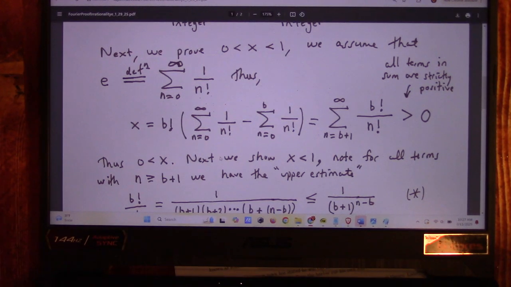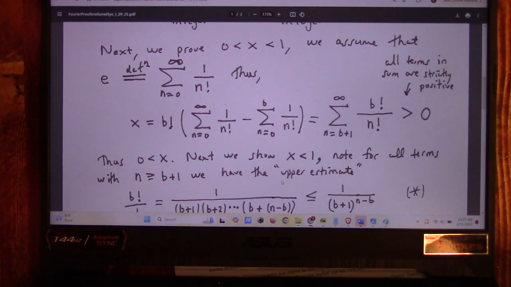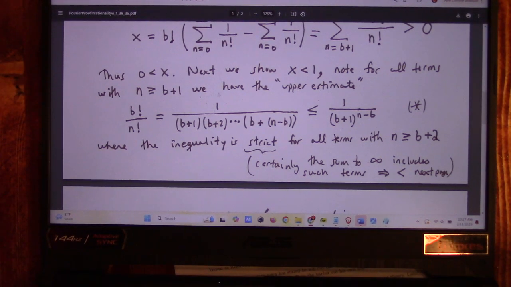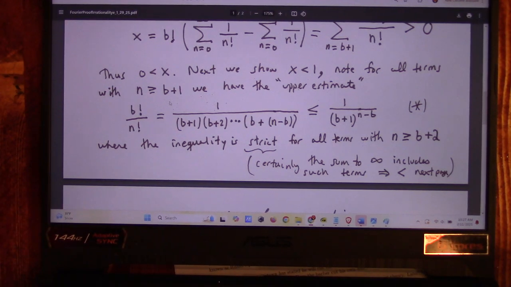Now, the next part of the argument, we argue that x is less than 1. Part of this argument rests on this estimate right here, the so-called upper estimate. Credit where credit's due: I found this on Wikipedia, and I just wrote it up a little bit from theirs. It's based on an argument attributed to Fourier. So b factorial over n factorial: the b factorial piece cancels in the n factorial, which just leaves you with the product of b plus 1, b plus 2, and so forth. But that is less than or equal to b plus 1 to the n minus b terms.